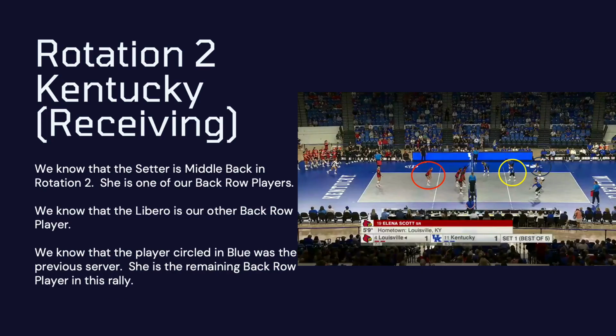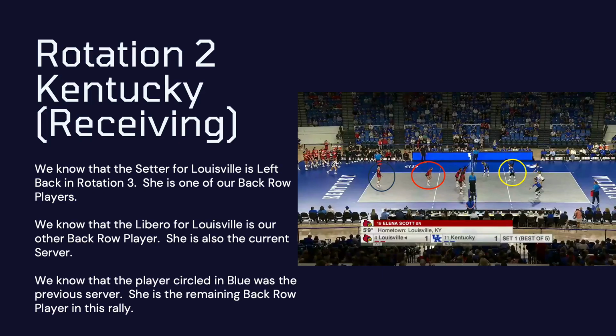Again, our setter is middle back in rotation 2. She's the first back row player. We know the libero for Kentucky has to be our other back row player. But again, if we paid attention, then we know that the player circled in blue was the previous server and has to be the remaining back row player in this rally for Kentucky.